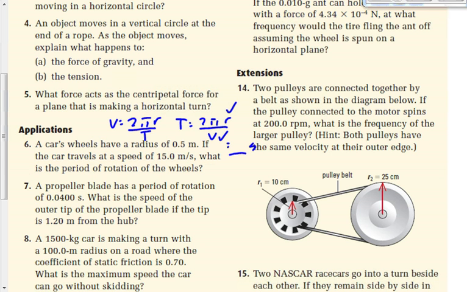Now, some of you may have been trying to use A is equal to V squared over R, or F is equal to mv squared over R. Are those valid equations for this problem? Sure they are. We've got an object moving in a circle. Anytime you have an object moving in a circle, there is a centripetal acceleration and a centripetal force. We're allowed to try those equations. You're not going to get the wrong answer with those equations.